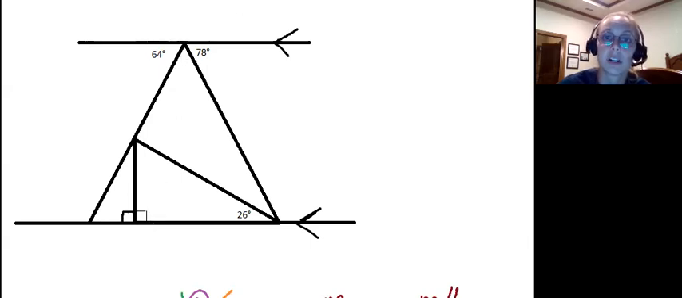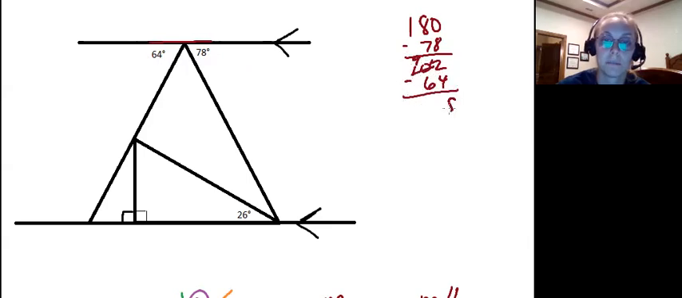I'm going to start up at the top. So this right here is a straight line. So those angles will add up to 180. So I will take the 180 for all three of these and I'm going to subtract 78. So I'll get 102 and then I'm going to subtract this 64. And I have to do a lot of math, but 38 is what I get. So this one is 38.